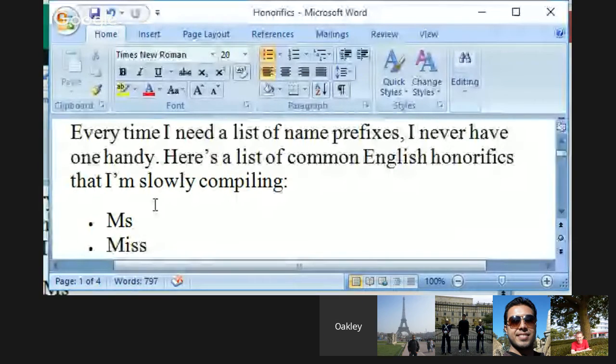Okay, enough discussion. I'm going to share with you a list of prefixes for names, or English honorifics, and we're going to identify them and talk about when we would normally use them.